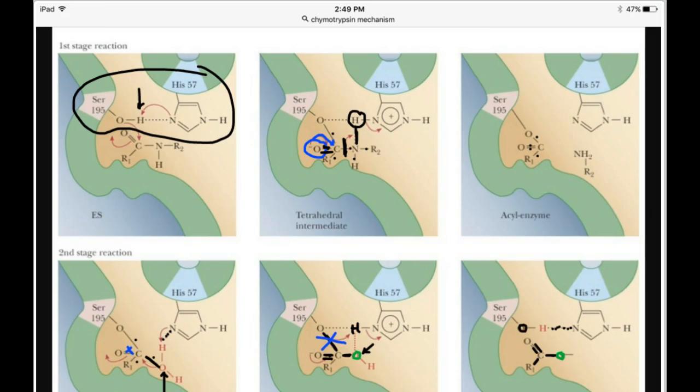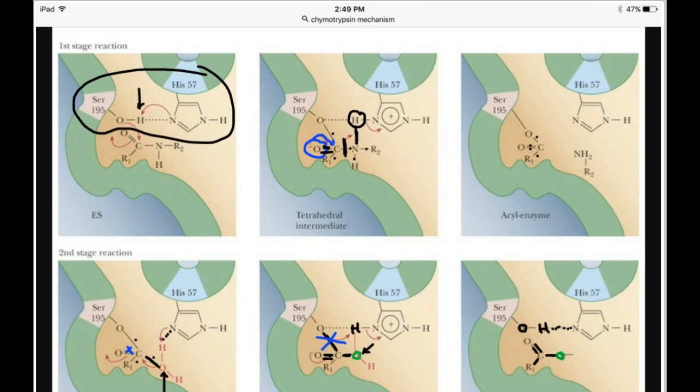And so now we have a recycled enzyme where that proton is now bound to serine, the hydroxyl group in serine is restored, the proton was donated by histidine 57, and so histidine 57 once again acted as an acid. And now we've recycled the enzyme back to completely what it was before.